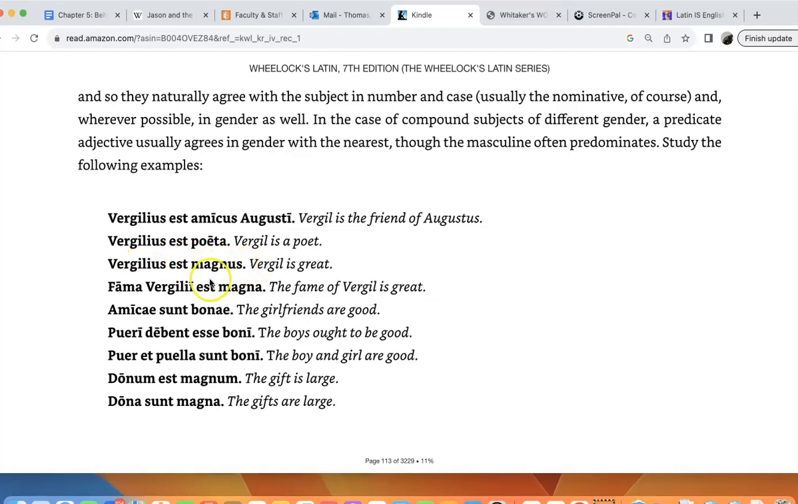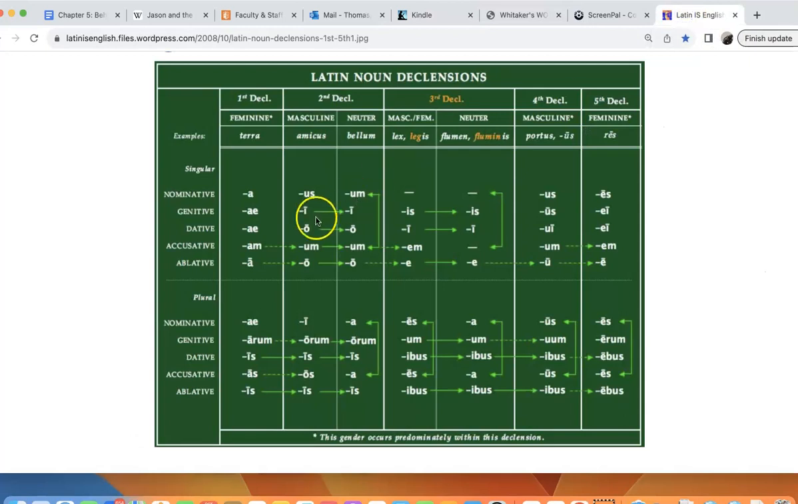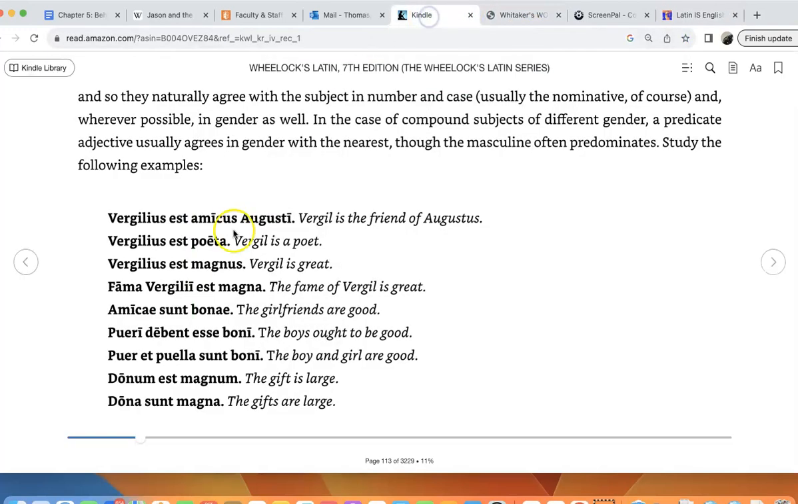Virgilius es magnus, here's a good example. Virgil is great, in other words, a great poet. Here we go, this one's a little more complex. The fame of Virgil is great. So here we know that "of Virgil," the "of" means genitive, or is genitive in this case. So there's our I. That's why it ends in the letter I.